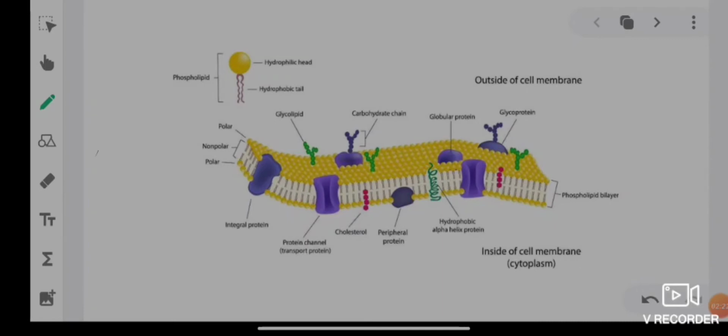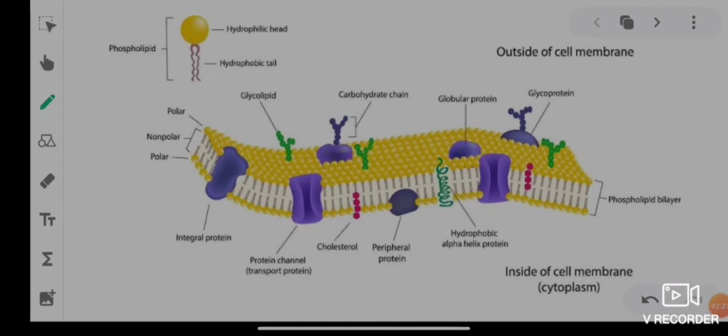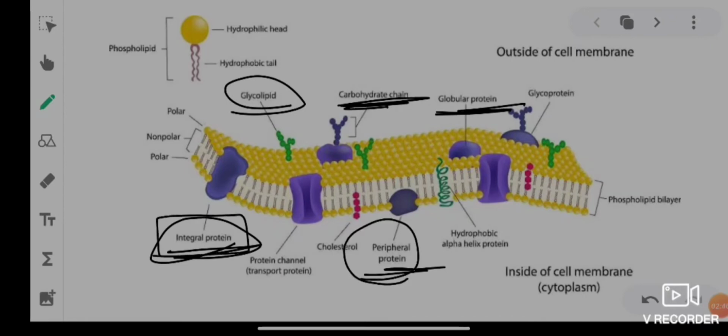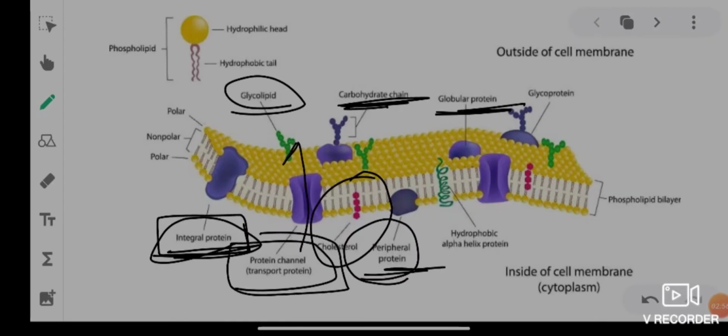Next, we can look at this diagram. Here we can see the structures present in the cell membrane: glycolipid, carbohydrate chains we have read, globular proteins, integral proteins and peripheral proteins. There are two types of proteins in the fluid mosaic model. Integral proteins are embedded in the structure of the plasma membrane, and peripheral proteins are outside the plasma membrane. Next is cholesterol, and protein channels or transport proteins, which help with the transport of substances.